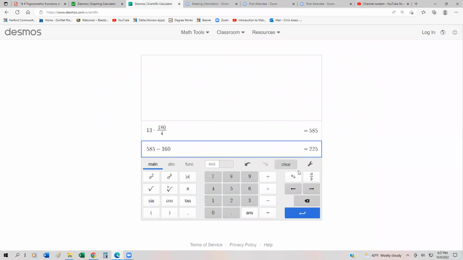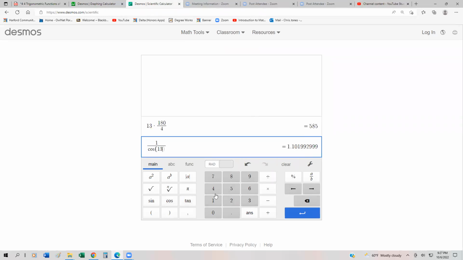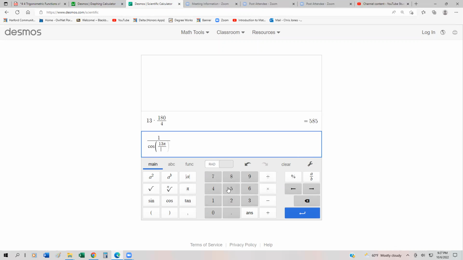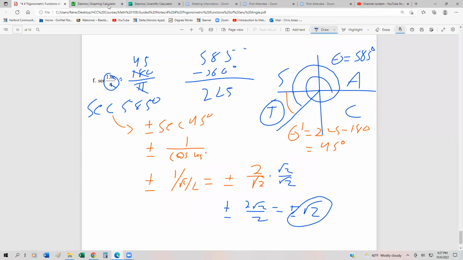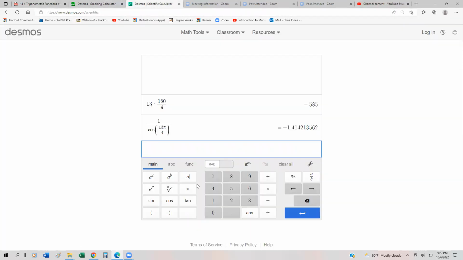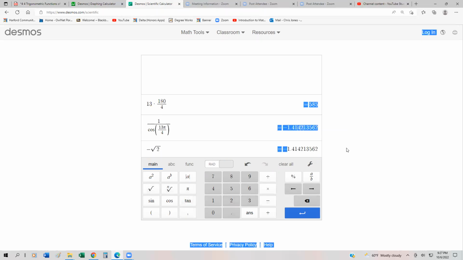In our calculator, let's clear this out, and we're going to say 1 divided by the cosine of 13 pi over 4. All right, that gives us negative 1.414 and so on. And if we were to take our answer, which was negative square root of 2, and just enter negative square root of 2, all right, there we go. We get the exact same thing. So that's just a way to check all of these.